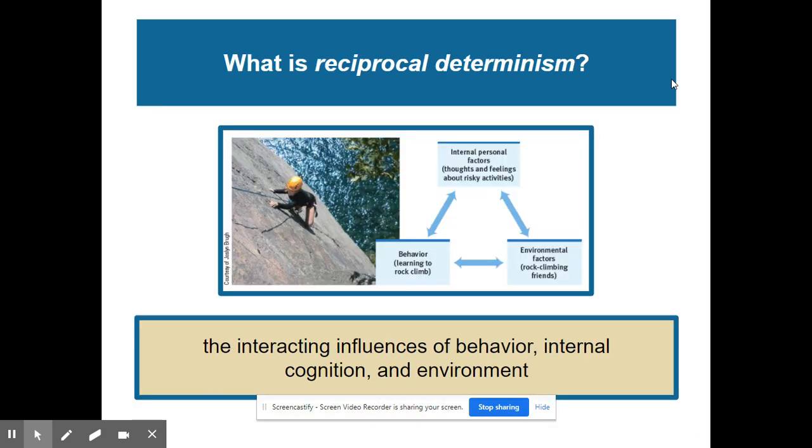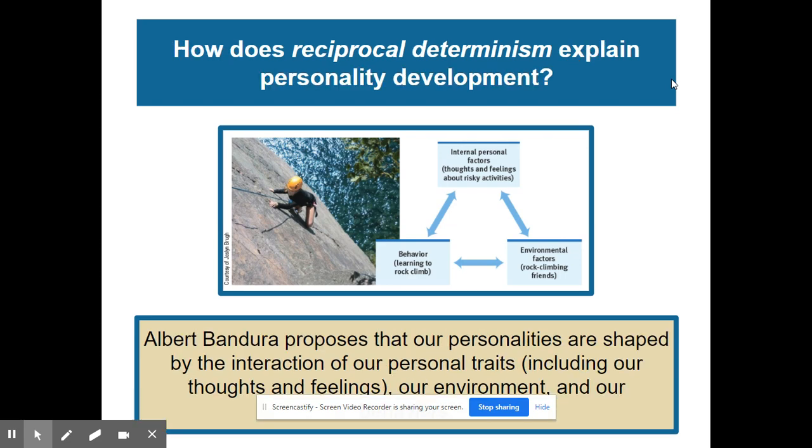Albert Bandura believed that the person-environment interaction was what he calls reciprocal determination. That is the interacting influence of behavior, internal cognition, and the environment: the mental process and what we're thinking about, how our environment is influencing us, and so forth. Our personalities are shaped by that interaction of our personal traits, including our thoughts and our feelings, our environment, and our behaviors.